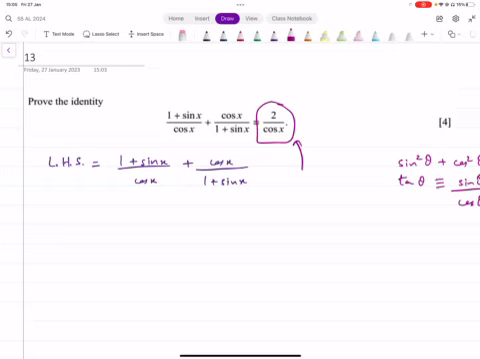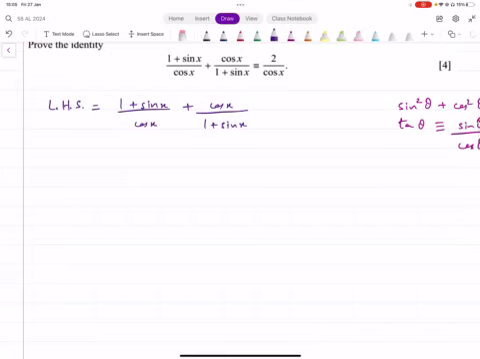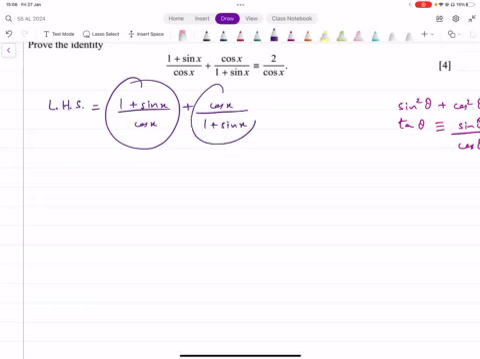Let's try this. 1 plus sine x over cos x plus cos x over 1 plus sine x. We've got two terms here. Right side we have one term. One starting point could be that we just take LCM and make it one single term first. Okay. We can't simplify this directly.